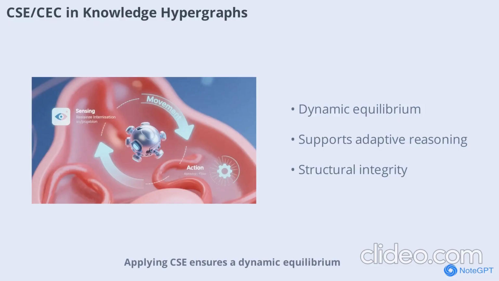Knowledge hypergraphs extend traditional knowledge graphs by connecting multiple entities and relationships in a single hyperedge. Applying CSE ensures a dynamic equilibrium between introducing novel concepts and consolidating knowledge. CEC maintains balance at node, edge, and subgraph levels, encouraging both innovation and coherence. This approach supports adaptive reasoning and structural integrity in complex knowledge systems.